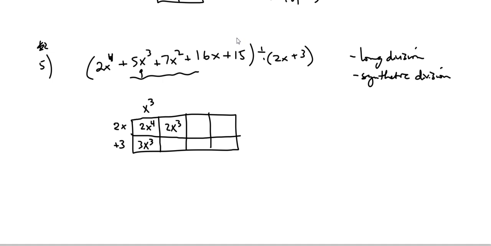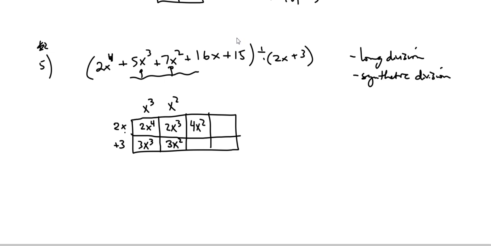But now if that's a 2x cubed and this is a 2x, then what do I have to multiply that by? Oh, x squared. But if that's x squared and that's a 3, then this is 3x squared. But my question doesn't have 3x squared. My question has 7x squared. So I have to add another 4x squared.